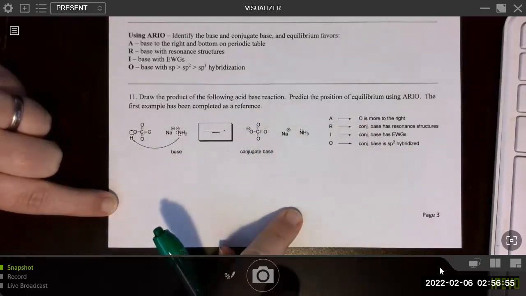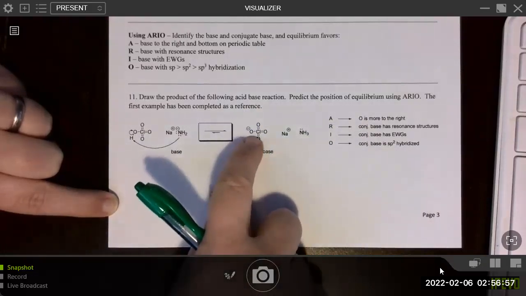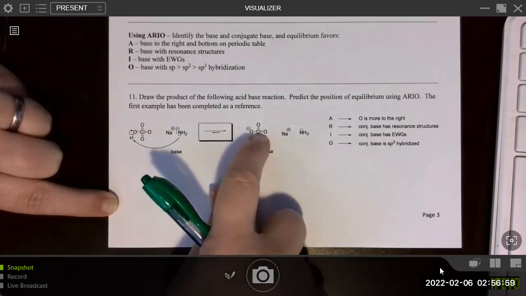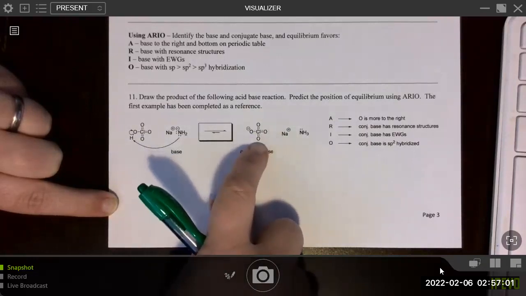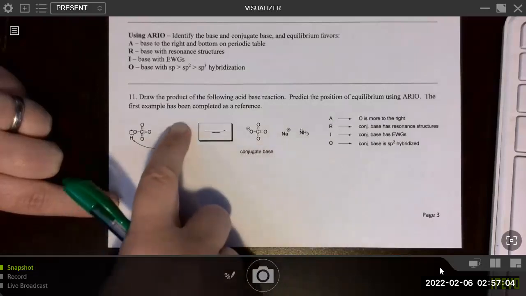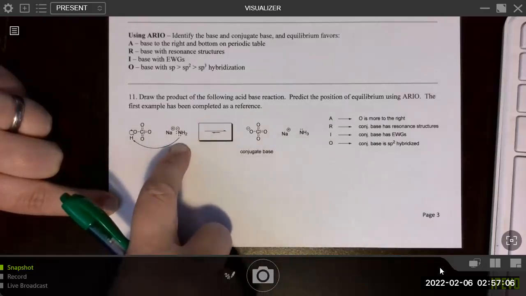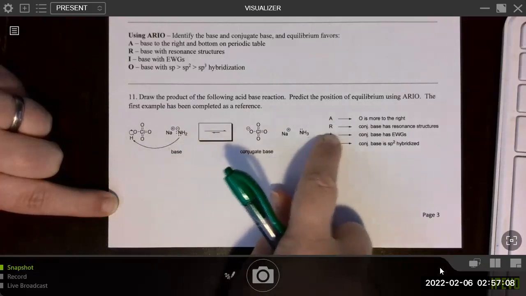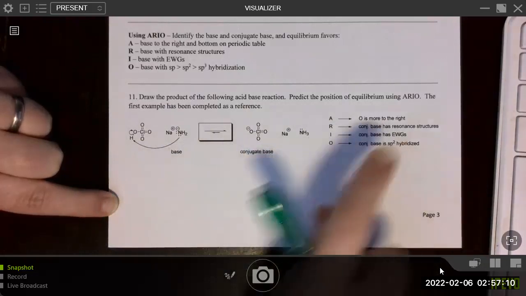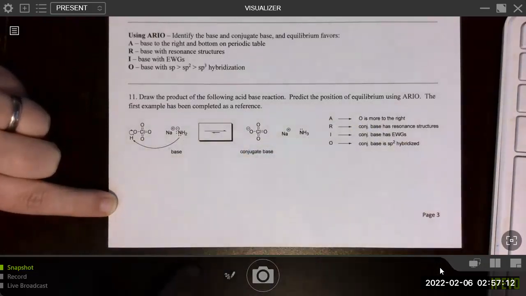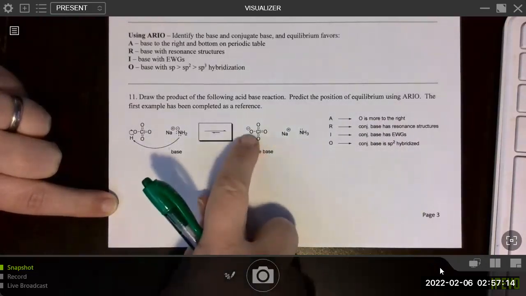What about induction? Well, here we have the presence of an attached chlorine and 3 oxygen atoms, which are all electronegative. This one doesn't have any electronegative atoms attached. So again, we're predicting to the right based on electron withdrawing groups nearby, helping to stabilize that negative charge.